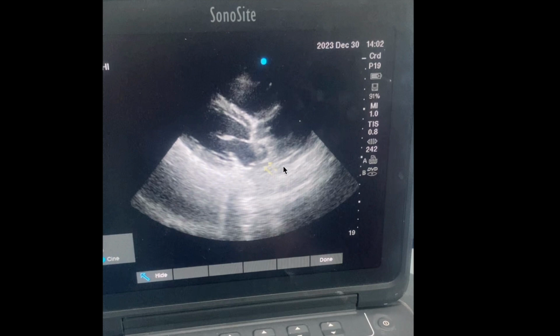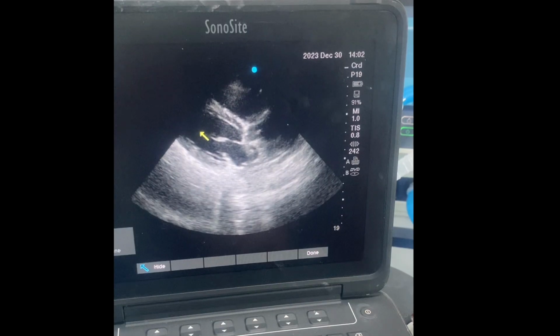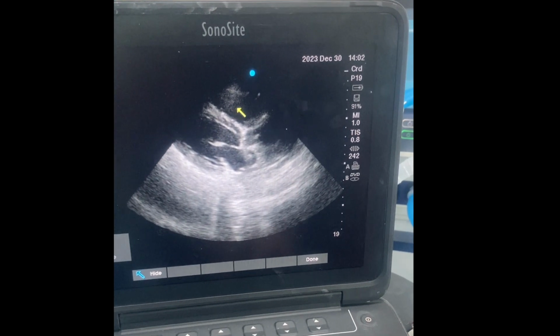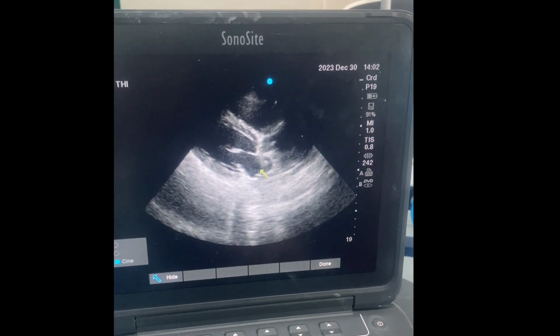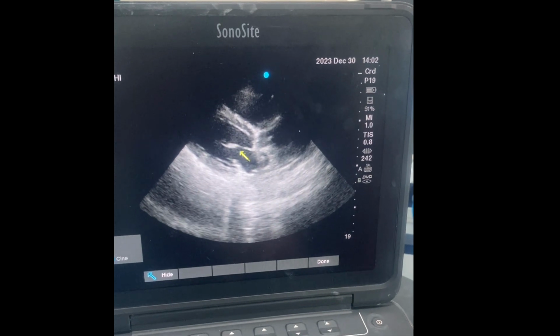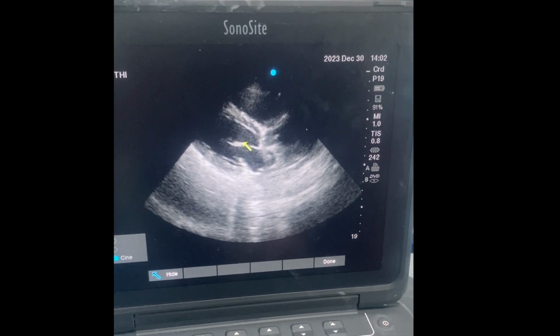This view is very important for the assessment of the left ventricular ejection fraction and measurement of the left ventricular outflow tract diameter. This is a left ventricle and this is a right ventricle, and here this is a left atrium. It is a mitral valve.